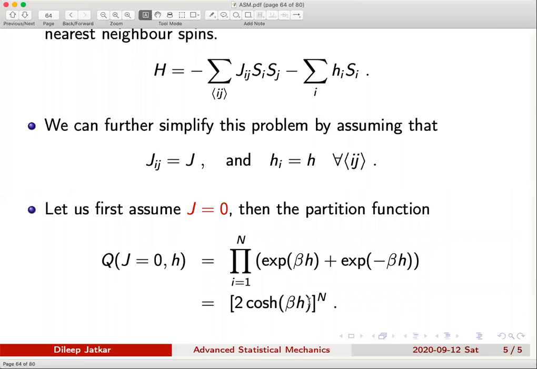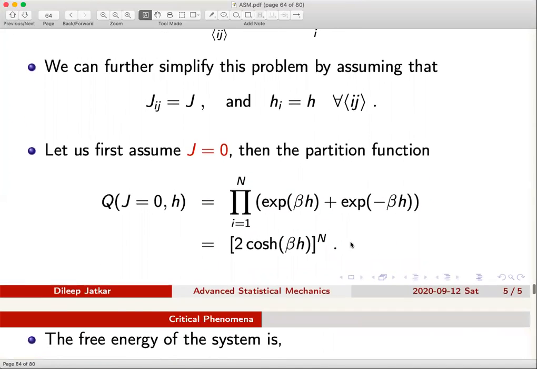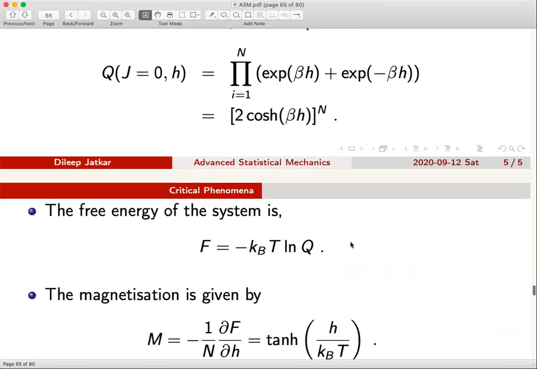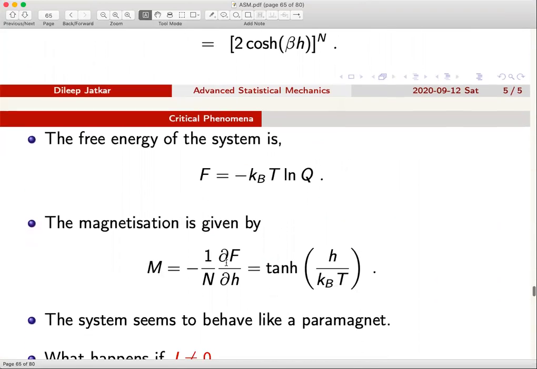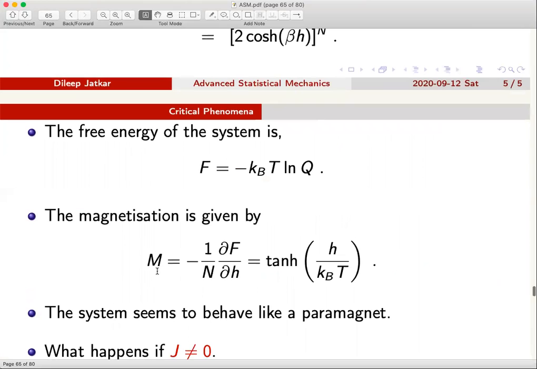to the N. We then use this to determine the free energy, which is just the log of this partition function divided by beta, and using the free energy we determine the magnetization. Magnetization is in some sense a response of the system when you change the external magnetic field. How does the free energy change if you change the external magnetic field?